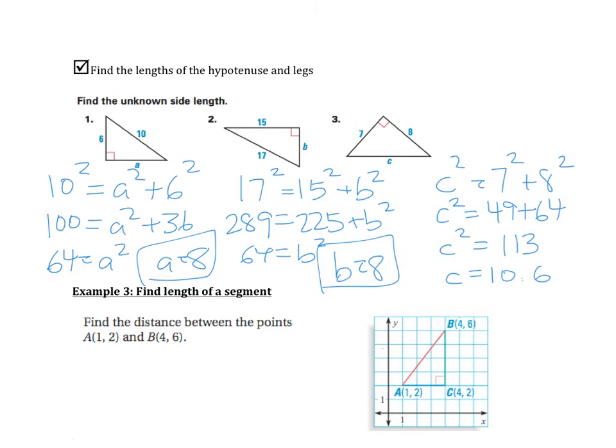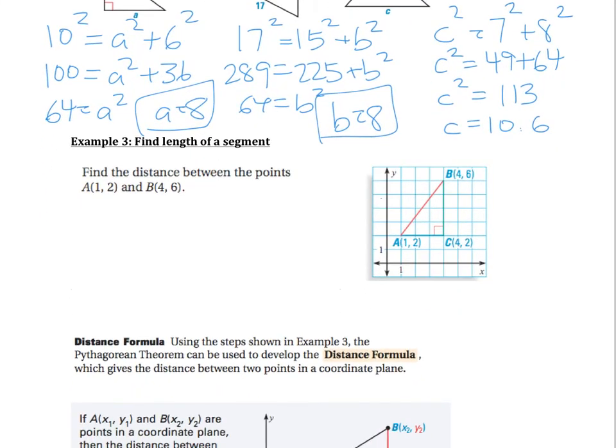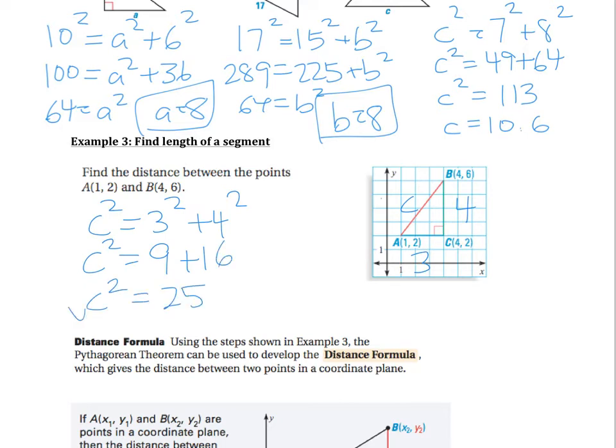Okay, and then we can apply this to finding the length of a segment. It's a little bit longer process, but because we graph the points, we can see that the length of AB, because I'm looking at only 6 minus 2, would be 4. And the length of AC, because I'm looking at 4 minus 1, is 3. So c squared, which happens to be AB squared, equals 3 squared plus 4 squared. 9 plus 16, which is 25. And so c equals 5.